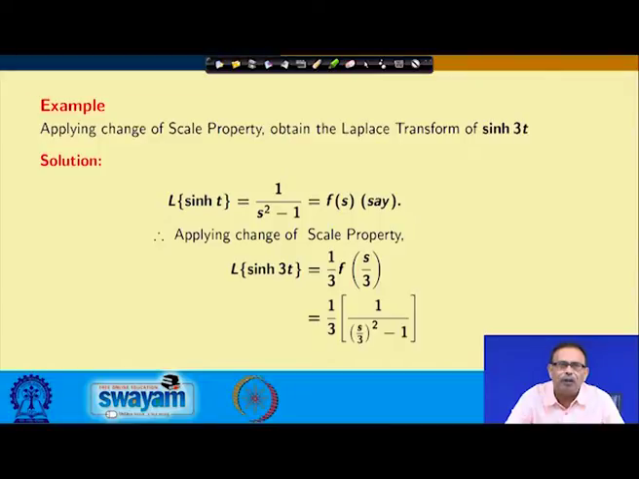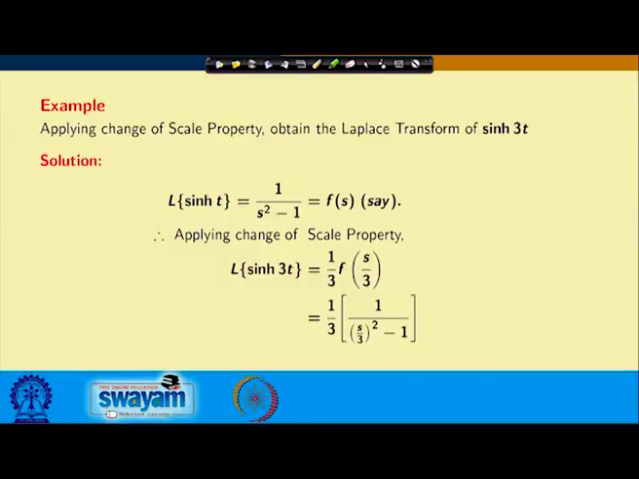So, this is one example, and I can find the value of F of s by 3, which is 1 by 3 into 1 by (s by 3) whole square minus 1. Immediately I can calculate and obtain the result as 3 by s square minus 9. So, the Laplace transform of sinh 3t is 3 by s square minus 9.